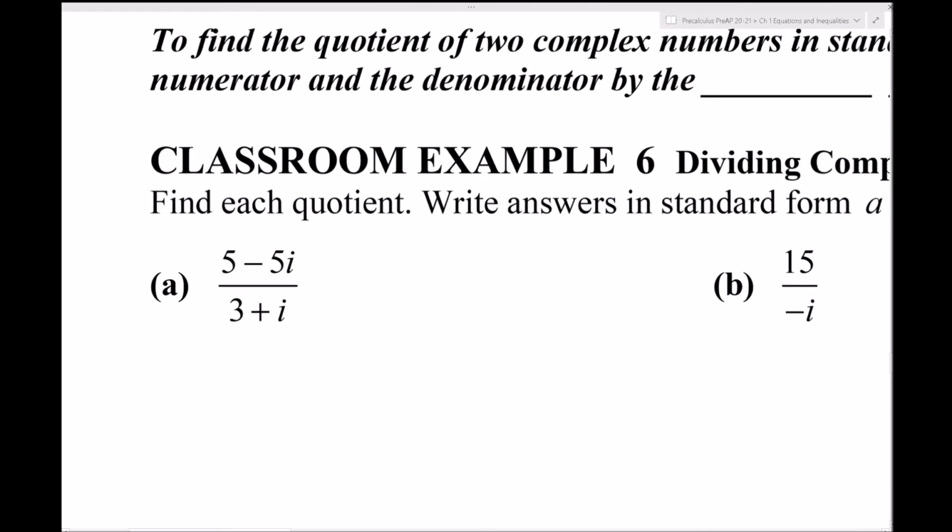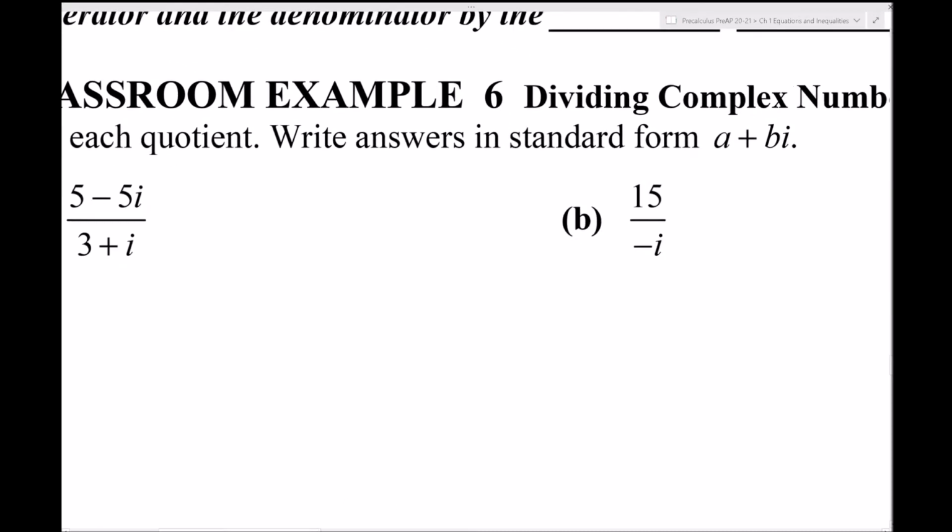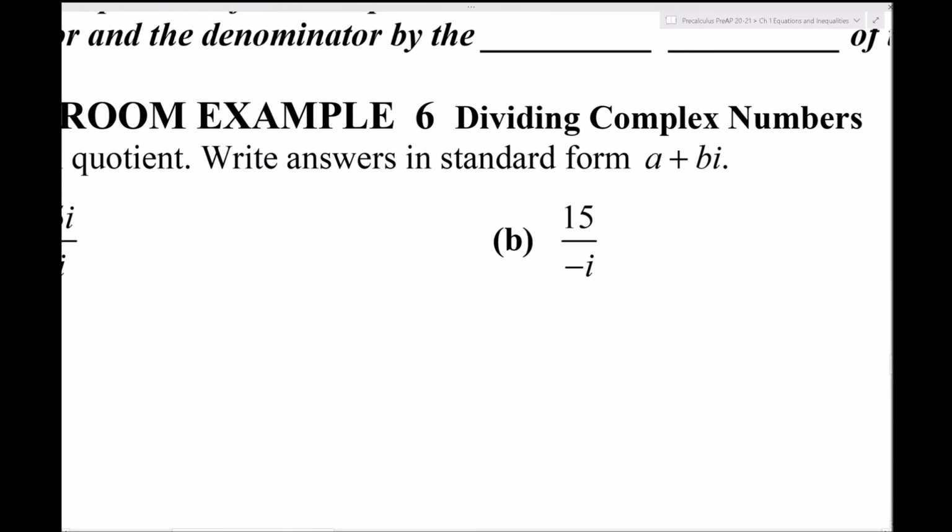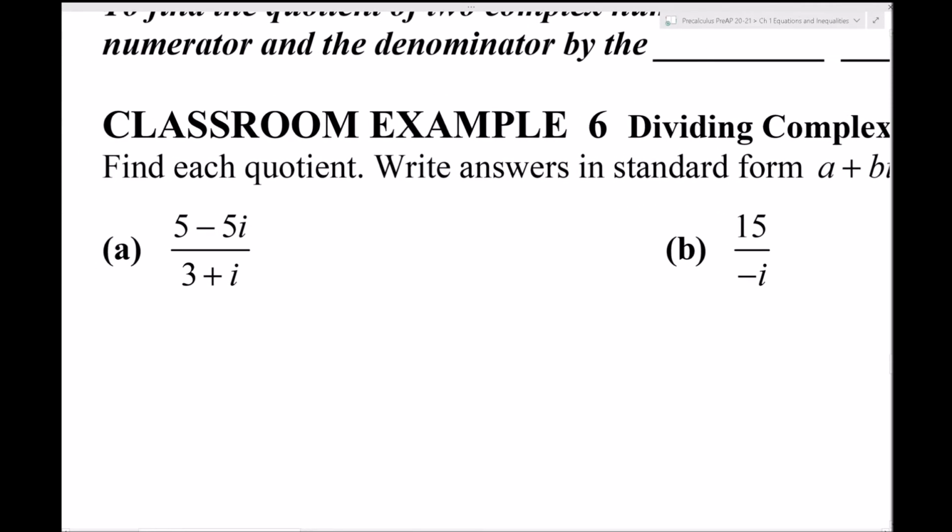We started it, set it up, but we didn't end up doing anything with it because the class period was going to be over very soon, so I had to take attendance. So here, example 6, it says find each quotient. There's 2 of them. Write each answer in standard form, a plus bi.